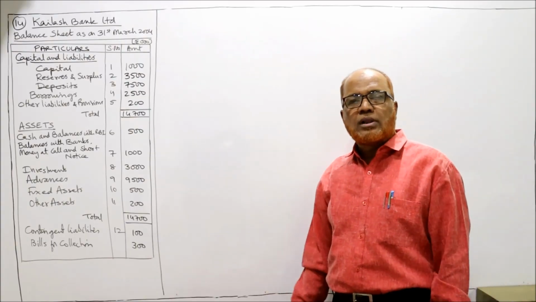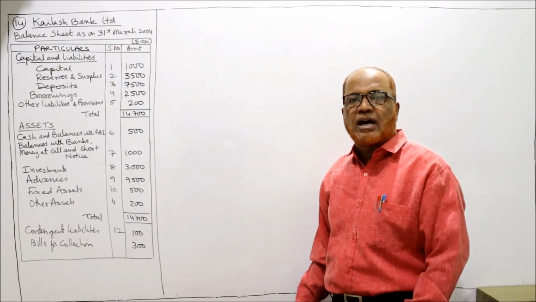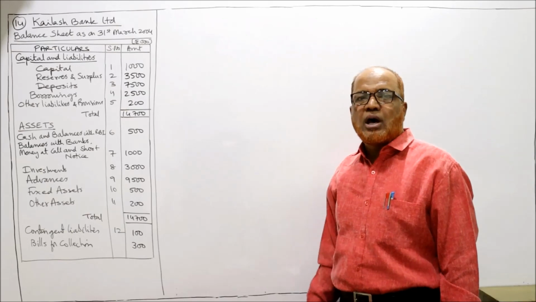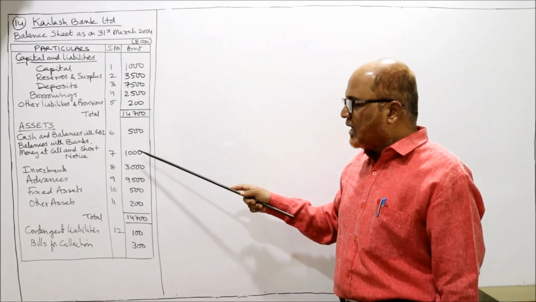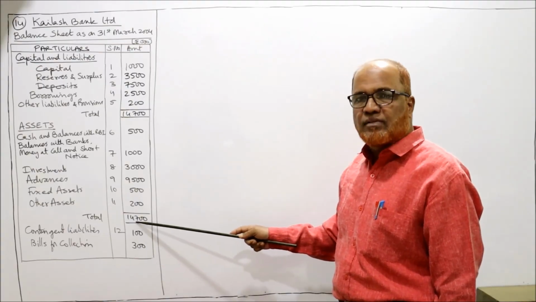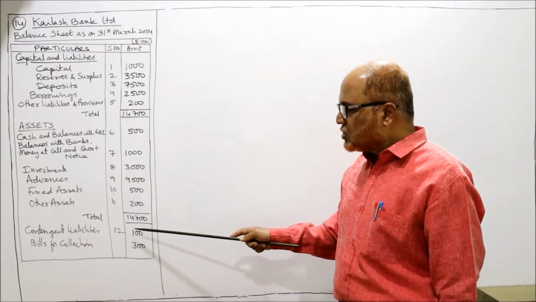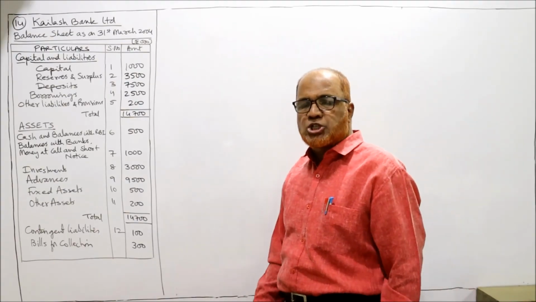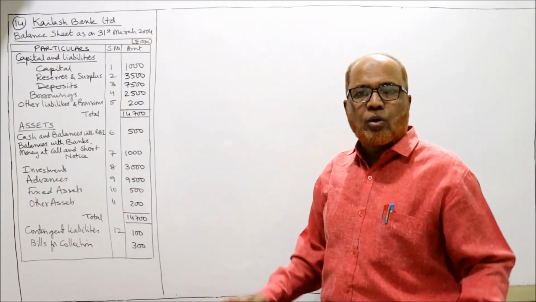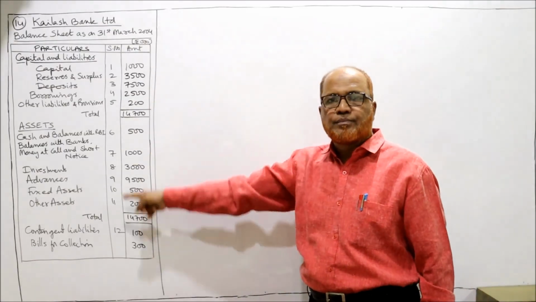For all the items which are given in the problem, I have taken the amounts in the balance sheet. Now if you find the total of the capital and liabilities it is 14,700 and asset side also 14,700, it tallies. So these 2 items will not come in the total. That's it. So this is the balance sheet of Kailash Bank Limited. The only thing you have to remember is the format, right?